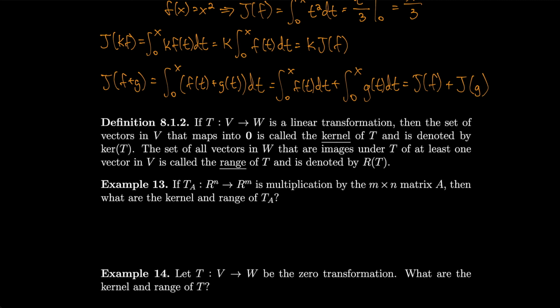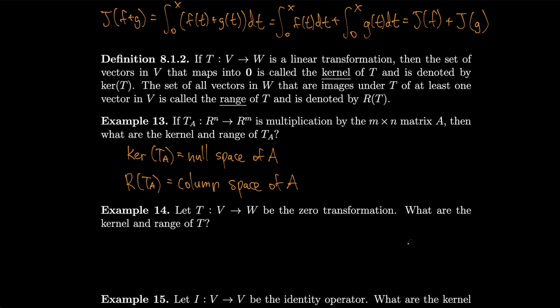If T_A from Rn to Rm is multiplication by the m by n matrix A, then what are the kernel and range of T_A? Well, let's get the kernel first. So the kernel of T_A, it's multiplication by the m by n matrix, so the kernel is everything that gets sent to 0. So that's just the null space of A. The range of T_A is everything that you can get out of that transformation. It's multiplication by the matrix, so that's just the column space of A.